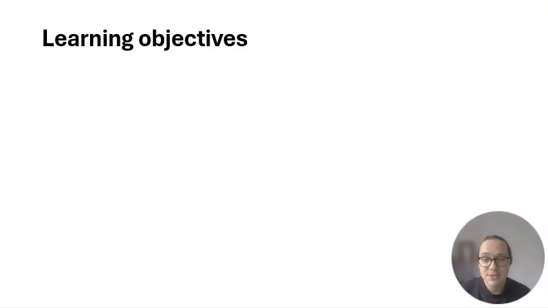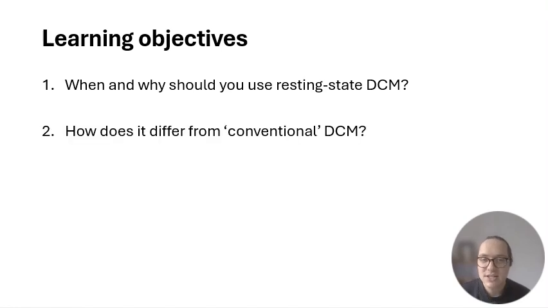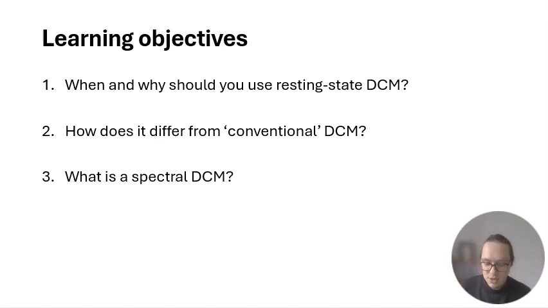So, some learning objectives, what we should hopefully know by the end of this lecture. Number one is when and why you should use a resting state DCM. Number two is how it differs from a conventional DCM, or you might think of that as a task-based DCM. Related to point two is what is a spectral DCM, or dynamic causal modeling.